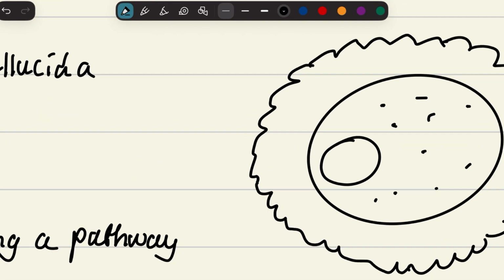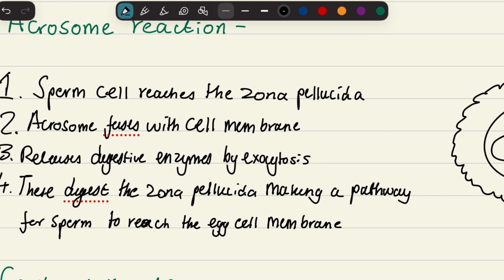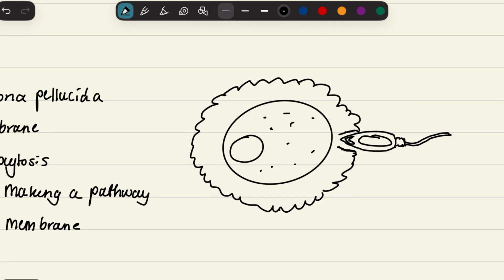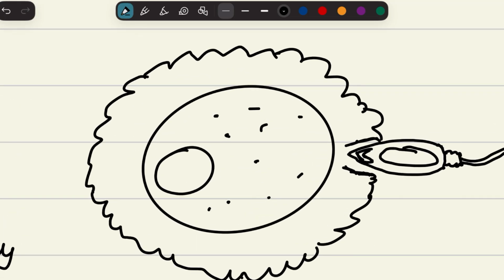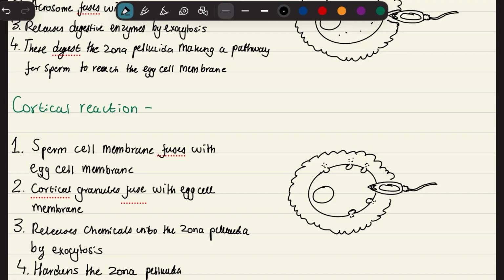When it does that, we're going to release these digestive enzymes by exocytosis. And they're going to do what? Digest. They're going to digest that glycoprotein layer, the zona pellucida. They're going to digest some of it so that we can get a pathway for the sperm to get to the egg cell. You can see this sperm is a man on a mission. It's going towards that egg cell, towards the egg cell membrane. And eventually, fingers crossed, you would hope so, it's going to get there.